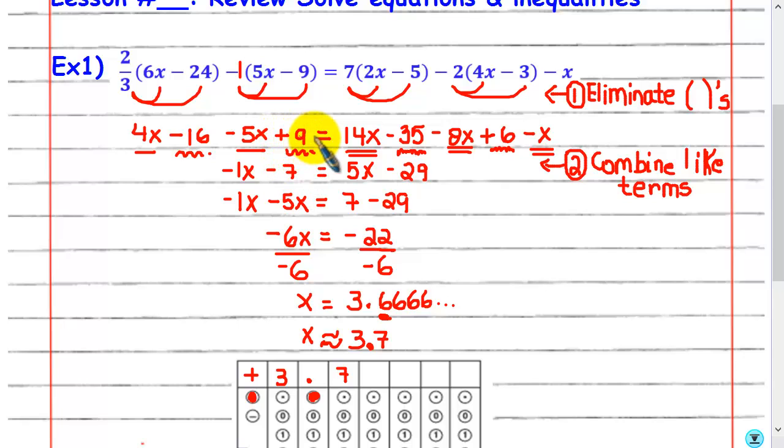I do not combine 9 with 35. Why? Because 9 is on the left and 35 is on the right. So we eliminated parentheses, we combined like terms. Then what do we do? After we combine like terms right here, we start moving the numbers. We move the numbers with x to the left, and we move the numbers without x to the right. So here, step number 3 is to move the numbers.